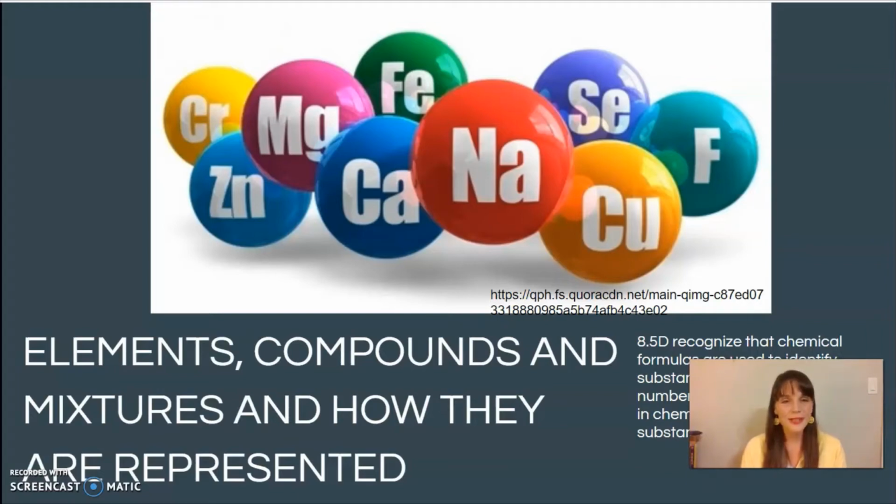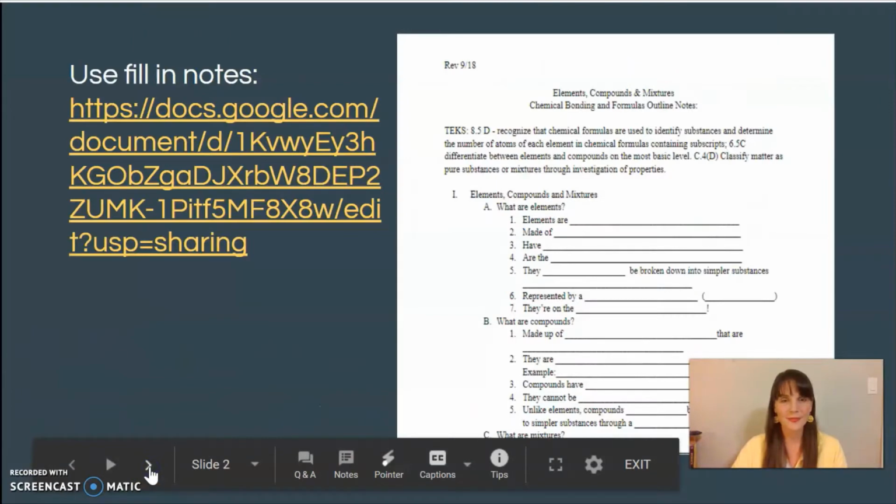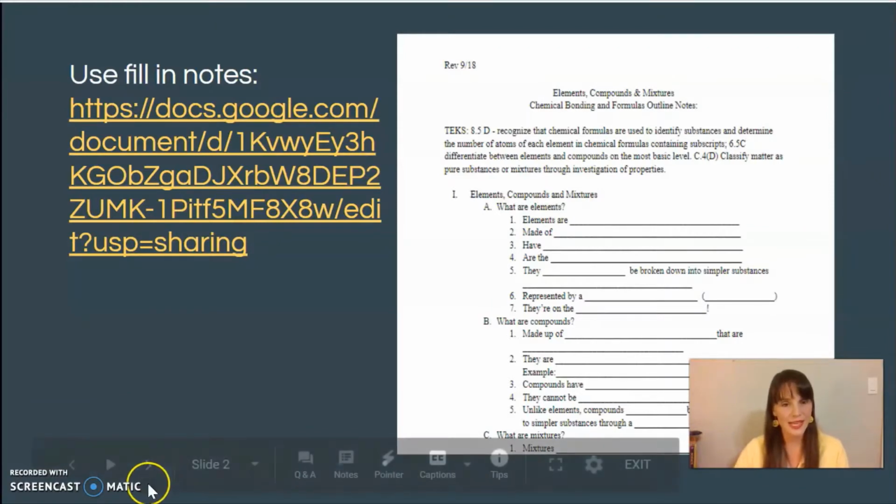Hi, today we're going to look at elements and compounds and mixtures and how they're represented through chemical formulas. So let's get started. You can take notes during this presentation. You can also use the fill-in notes provided for guided note-taking.